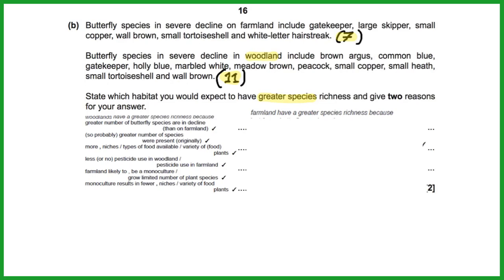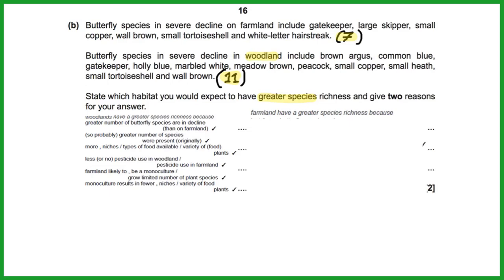So you could have made a case for woodlands having a greater species richness or farmlands having a greater species richness. You just have to justify your reason. So there was no right answer on which one would have a greater species richness. It was just the reasons that were the important bit and got credit.